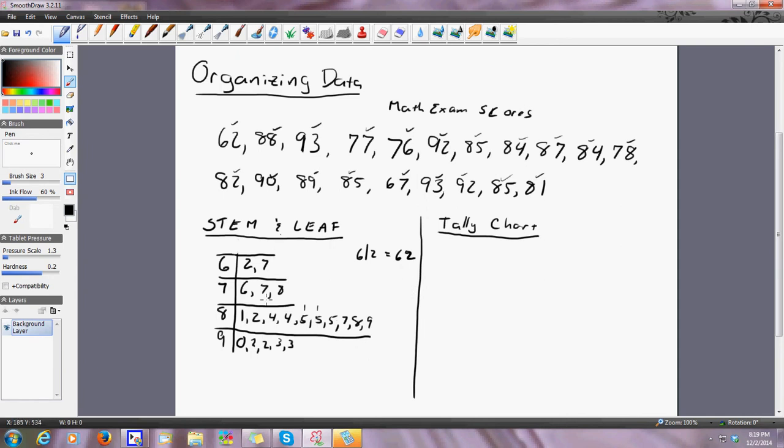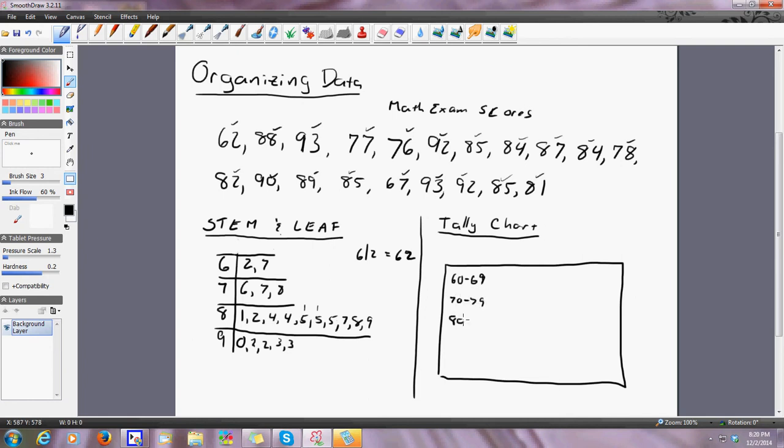This is good because it gives individual data, but the fact of the matter is, if these are exam scores, I'm not actually all that interested in individual exam scores. But what I would be interested in is who scored between a 60 and a 69. Who scored between a 70 and a 79? Who scored between an 80 and an 89? And who scored between a 90 and a 99? And these are my intervals.